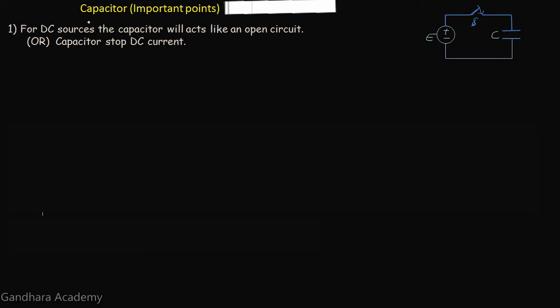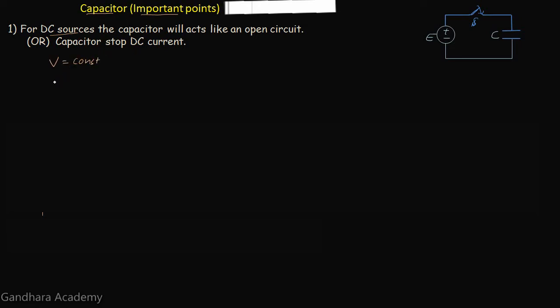In the previous presentation, we had a discussion on a capacitor. Now in this presentation, we will be discussing some important points about the capacitor, in which the first one is, for DC sources, the capacitor will act like an open circuit, or simply we can say that a capacitor stops DC current. By DC sources, we mean those for which the terminal voltage is constant.